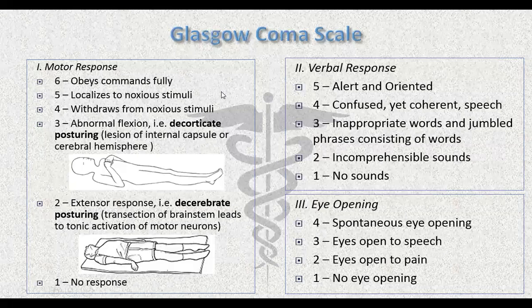The way in which the scoring is done is that the patient can get up to a score of 6 for the motor response, where 6 is the best, up to 5 for verbal response, and up to 4 for eye opening. In all cases, 1 is the worst. So if you get 1, 1, 1, you're in a coma.